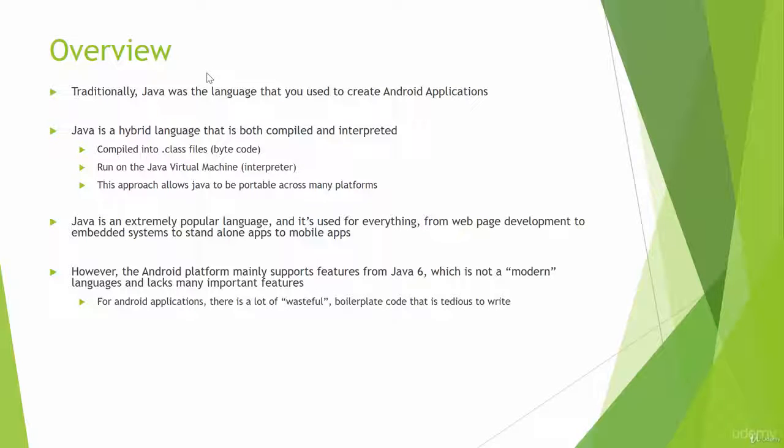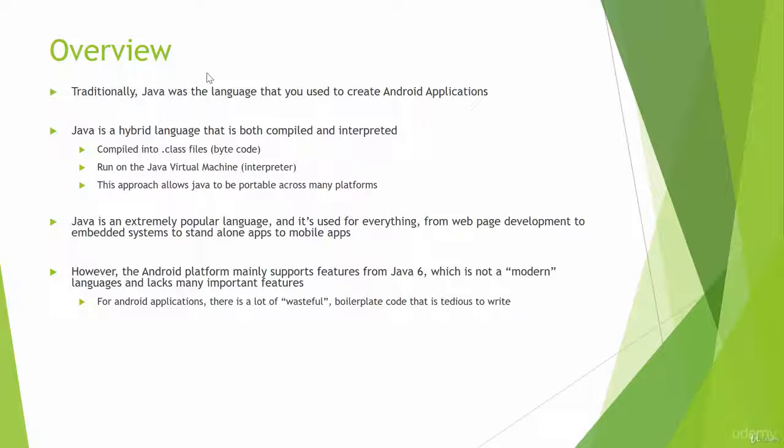However, the Android platform mainly supports features from Java 6. Currently, the current version of Java out is Java 8. Java 6 is a bit old. It's two versions below, and as a result, it doesn't have a lot of modern language features. It doesn't have this concept of lambdas, which we're going to talk about a lot. It doesn't have many other things as well.